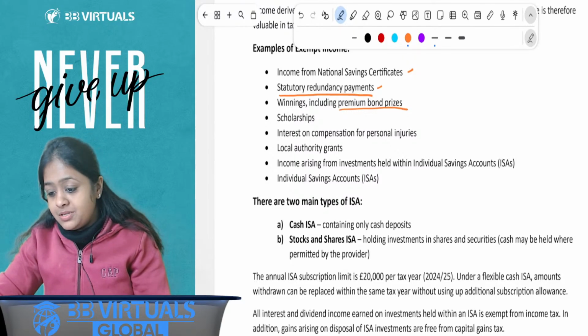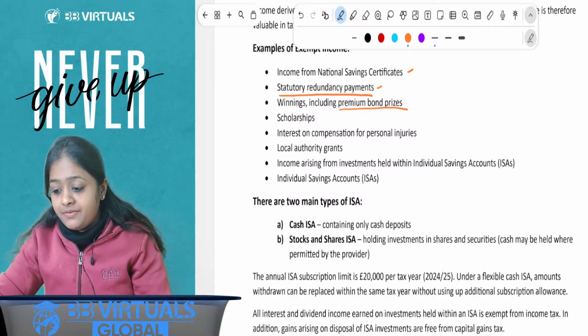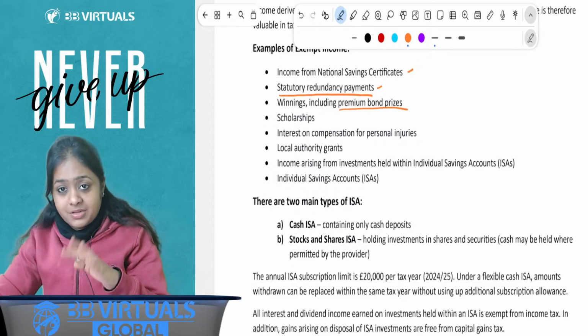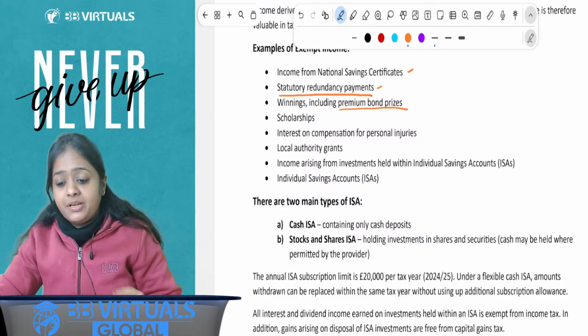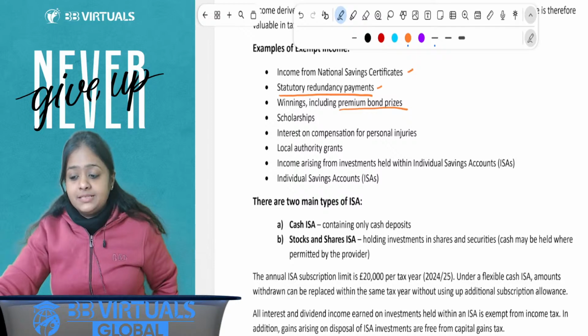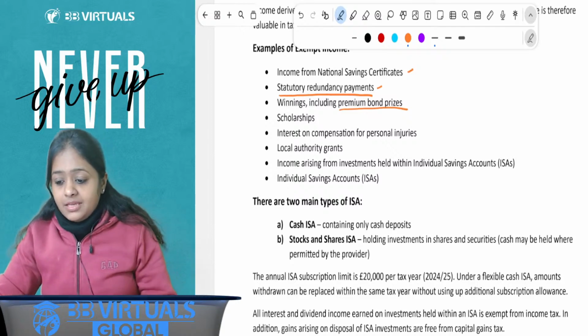I'm coming to it. Somebody has asked me a question, ma'am, what is individual savings account? I'm coming to that point, okay? So just keep listening to me. I'm coming to that point. I'll take all these one by one.